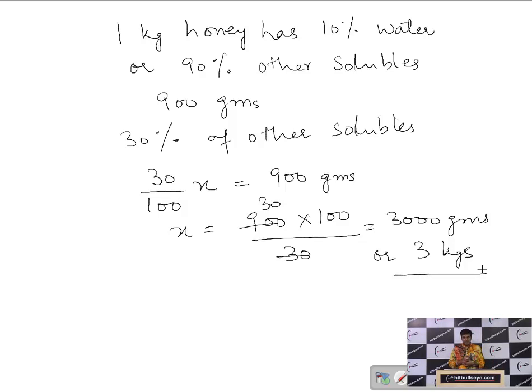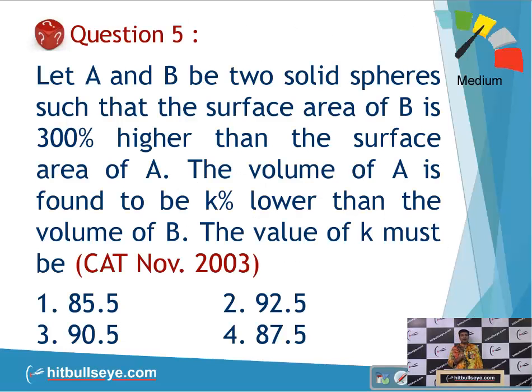The next question: let A and B be two solid spheres such that the surface area of B is 300% higher than the surface area of A. So here 300% higher basically means 3 times higher or 3 times more. Or we can say that the ratio of surface areas will be 1:4.